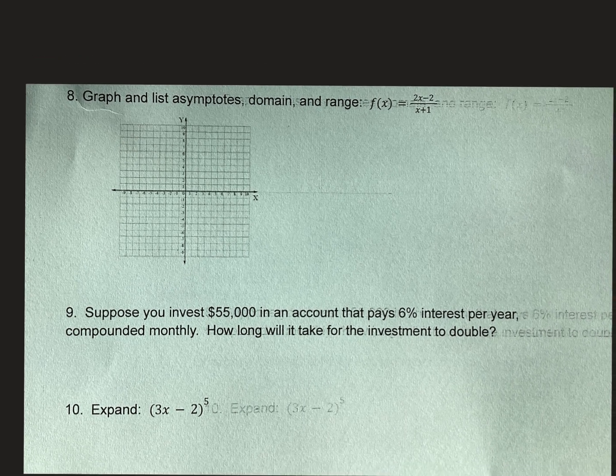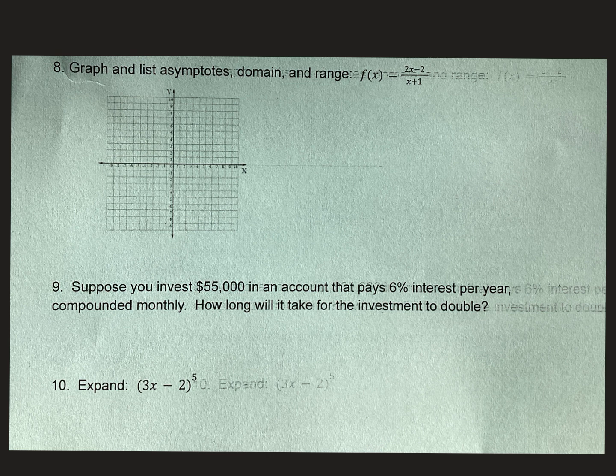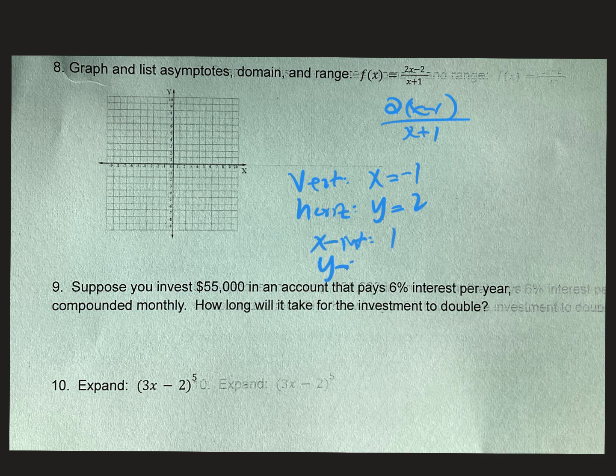Number 8, graph, and that's all the things. All right, so first of all, I'm going to factor this top right here. So I got x minus 1 over x plus 1. Okay, so my vertical asymptote is whatever makes the bottom 0. Horizontal asymptote. This time the degrees are the same, so I'm doing leading over leading. y equals 2. My x-intercept is whatever makes the top 0, which is 1. My y-intercept, if you put zeros in for all the x's, you get negative 2.